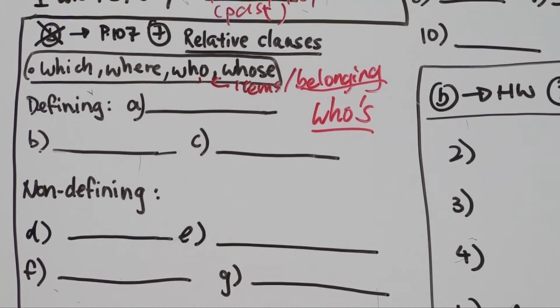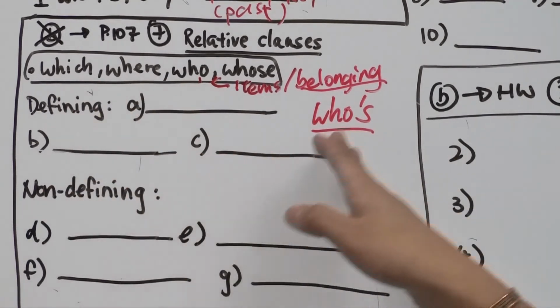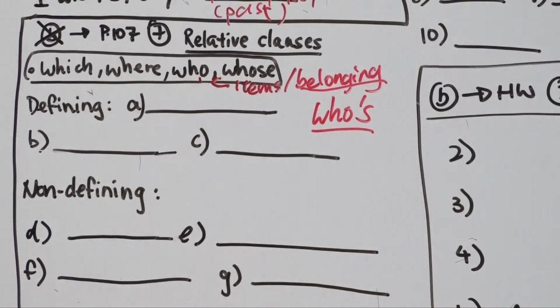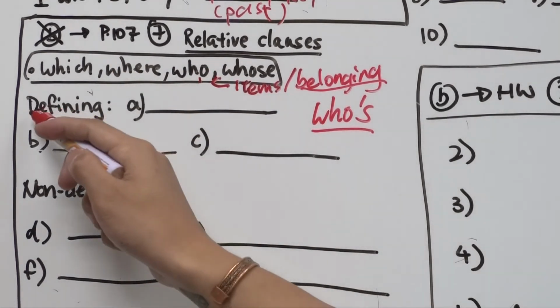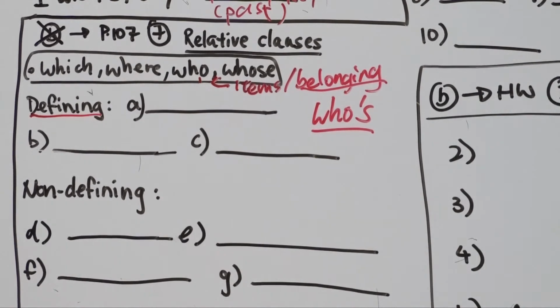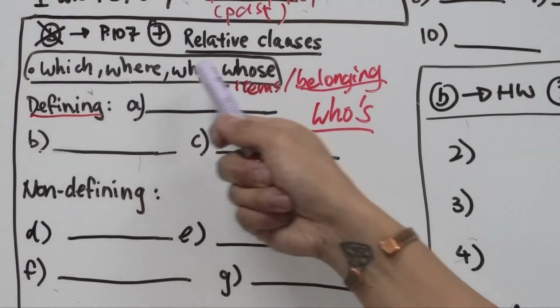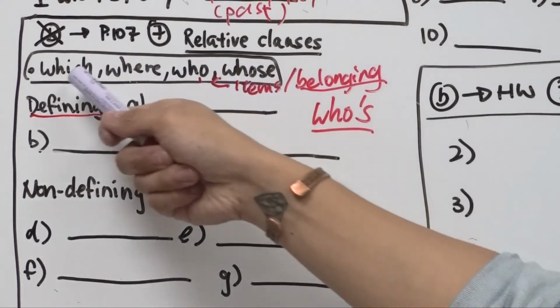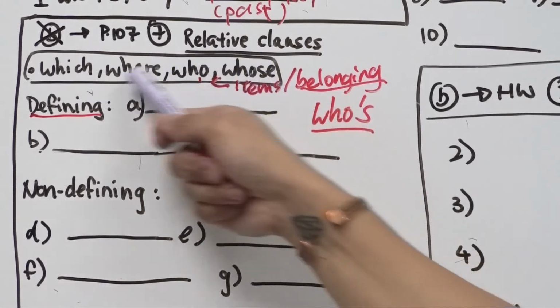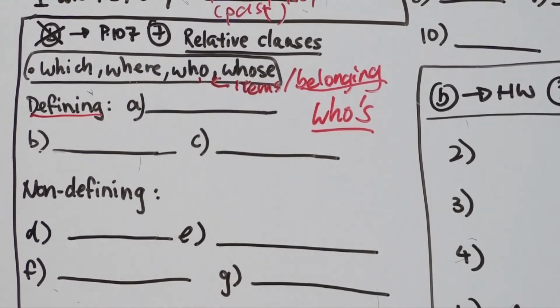Alright, so now let's look at the defining clause, okay? Define means the meaning. So defining here means all these relative clauses, we need these to put meaning in our sentence, okay? What does that mean? Let me try to do question A for you guys, okay?